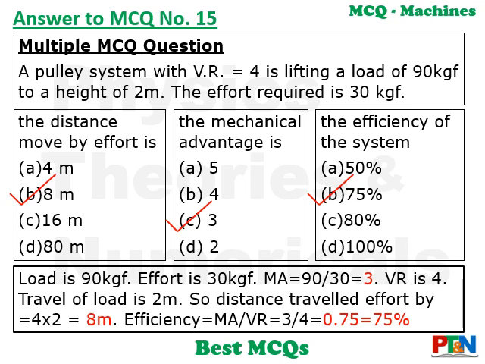Here, what is given: load is 90 kgf and effort is 30 kgf. So you find mechanical advantage first. Mechanical advantage is 90 by 30, that is 3. So you got mechanical advantage 3. Velocity ratio is 4. So if the velocity ratio is 4, the effort will travel 4 times the load. So load is traveling by 2 meter. So effort will travel by 4 into 2, that is 8 meter. And efficiency of the system is mechanical advantage by velocity ratio, that is 0.75, that is 75%.